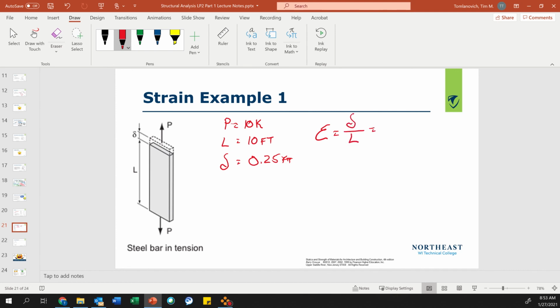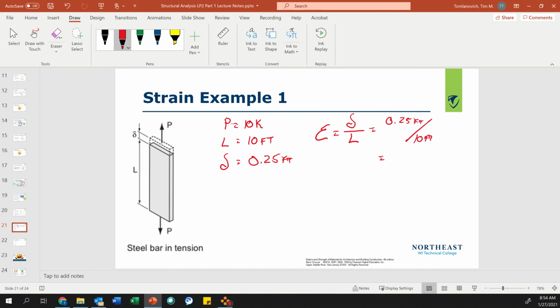So I don't need my P value, right? Strain is a function of the load. If I have a larger load, obviously I'm going to get more strain, so that strain rate is going to change. If I take 0.25 feet and divide by the original length of 10 feet, it's important that this is inches per inch, millimeters per millimeter, meters per meter. It's a unitless number. Strain is a unitless number.